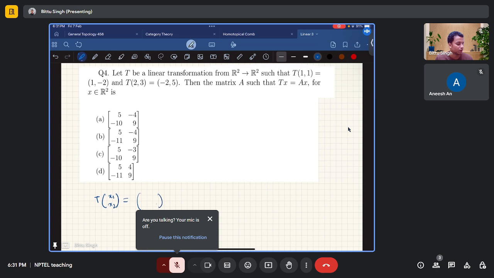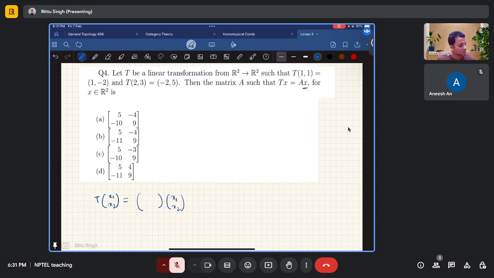It will look like some matrix times x1 x2. This x is correct, but it should be transposed, because here it is a 1 by 2 matrix, but this is a 2 by 1 matrix, right? So this should be like this, exactly.